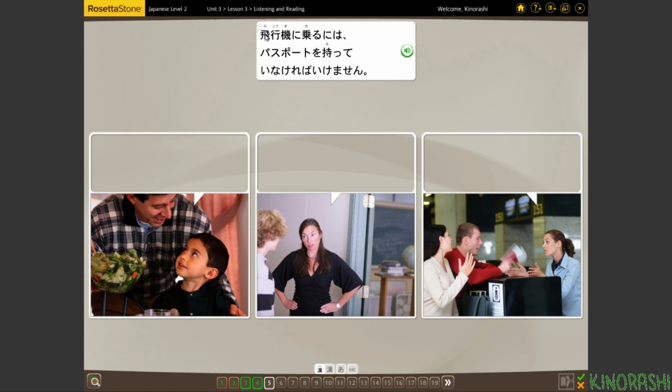So I think that's what's happening here. It's hikoki ni noru, or getting on the plane. So the sentence is going to be talking about it, and it's niwa and not wa, meaning this will only happen if the following happens, and the following being passport o motte inakereba, basically. If you don't have the passport, then ikemasen. It's not possible. What's not possible? That's up here. Getting on to the plane.